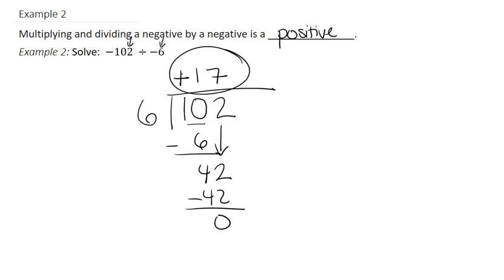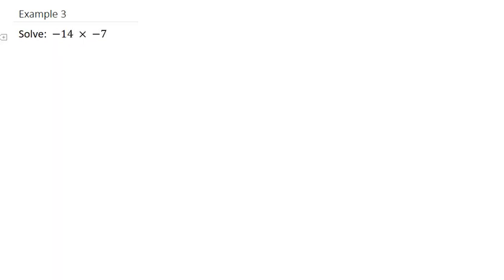Let's do another example. Example 3. Solve for the following. We have negative 14 times negative 7. This means our solution will be positive because we have 2 negative numbers being multiplied together.